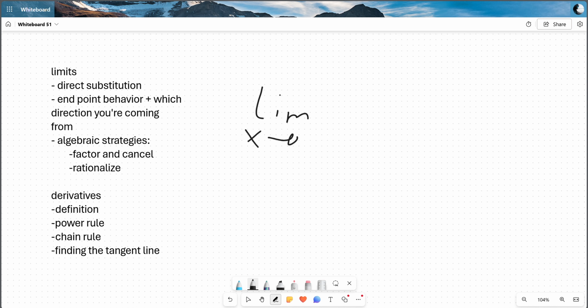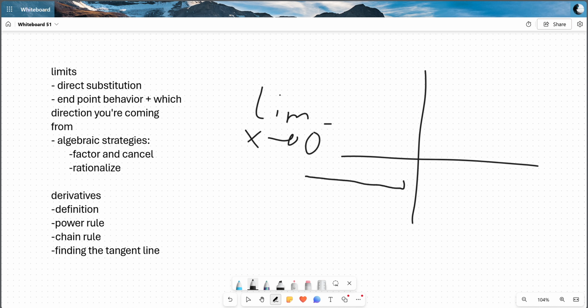Now you might see something like this: limit x tends to 0 from the negative side. To show you what this means, it basically just means we're approaching x from this side. Say we have a function which goes across like this, and it's a piecewise function. It comes here, and suddenly it teleports up here like this. And this is 0, of course, the origin.